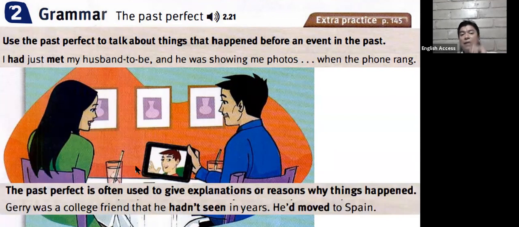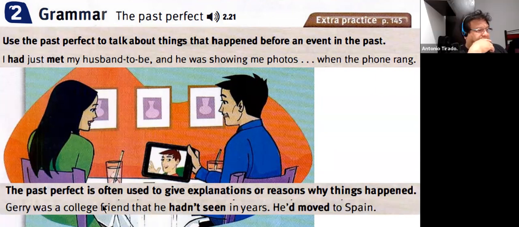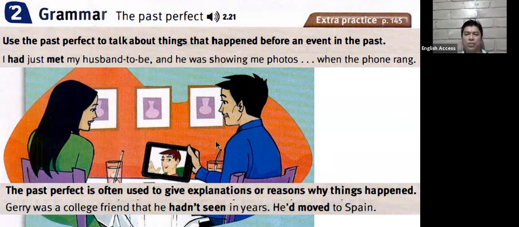Oh, I'm sorry, the background. The past perfect is often used to give explanations or reasons why things happen. "Jerry was a college friend he hadn't seen in years." Yes. So here, Jerry was.